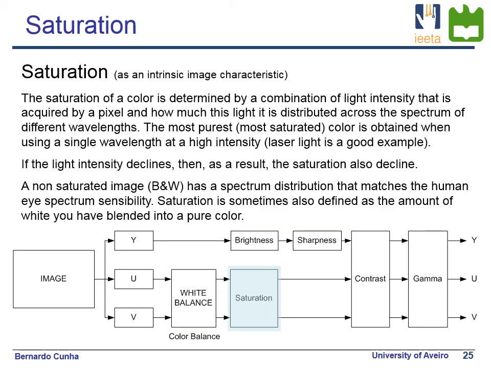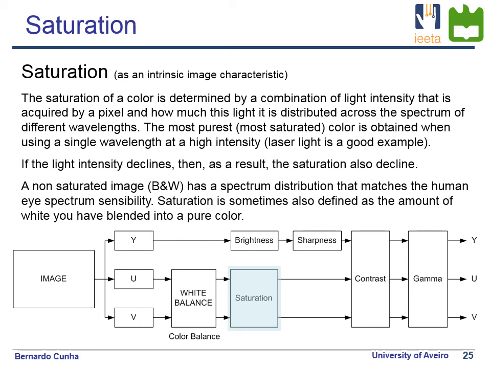Another intrinsic parameter you have on an image is also the saturation. Saturation has to do, if you remember back when we talked about color spaces, with the amount of white you mix into a pure color. White actually is an equal distribution of energy along the spectrum, while a pure color is a single line in that particular spectrum.